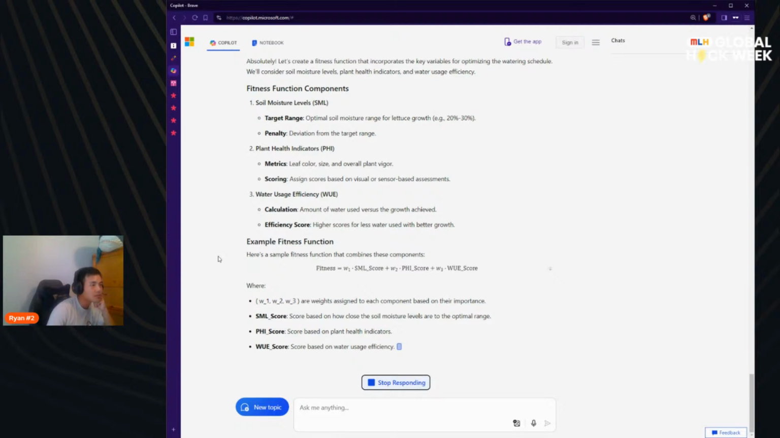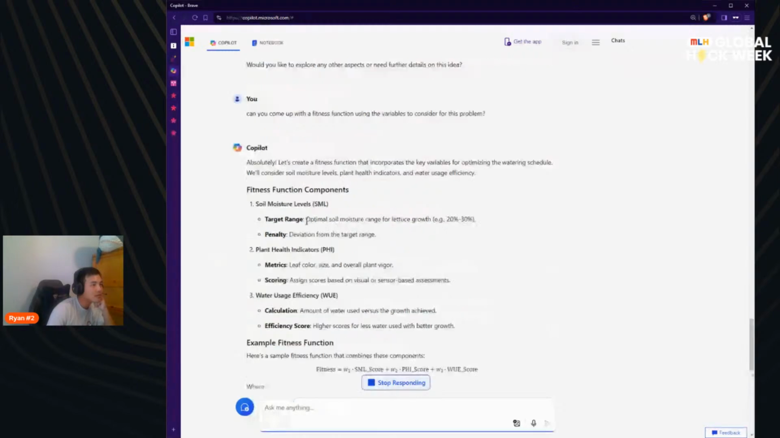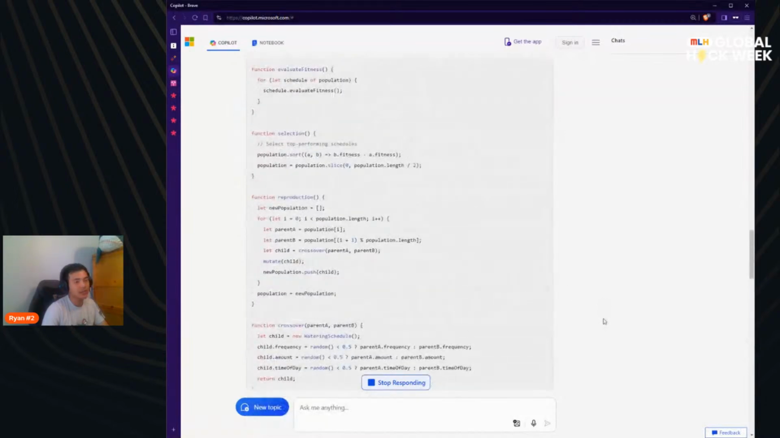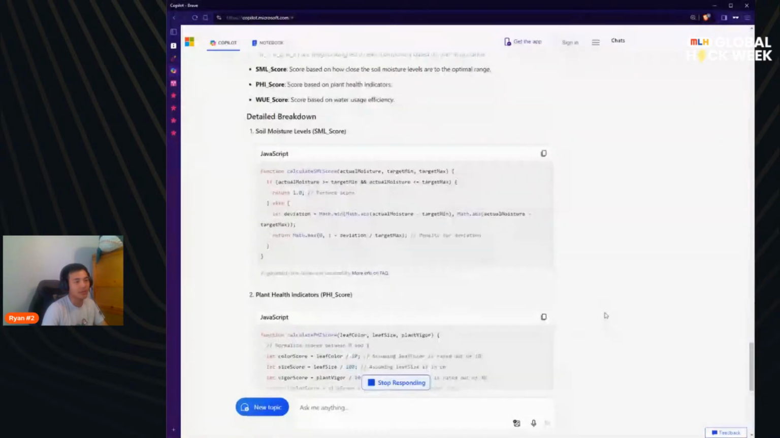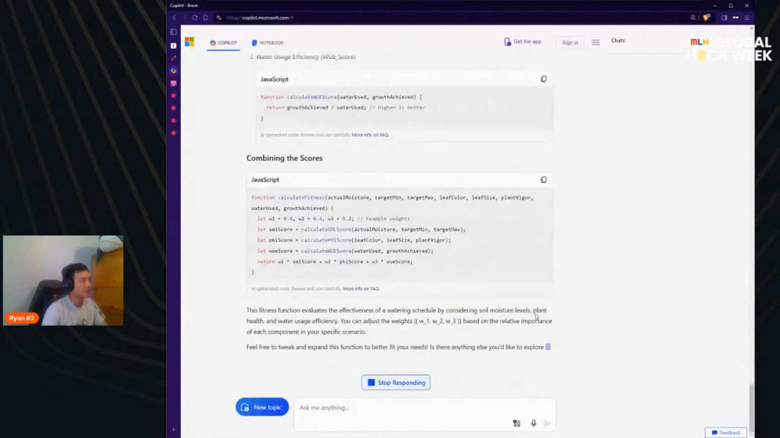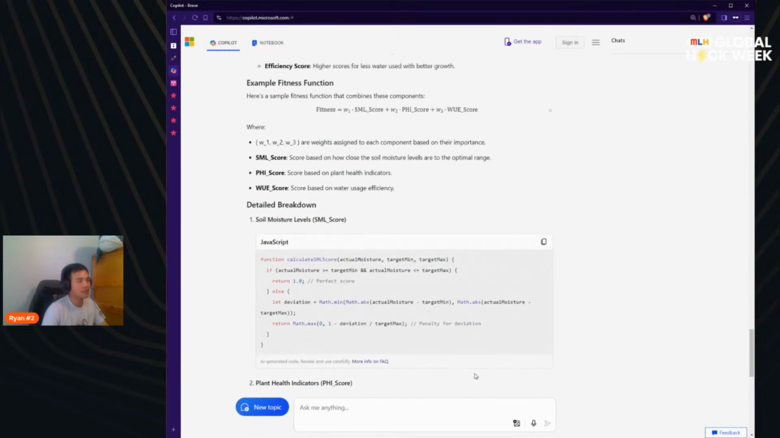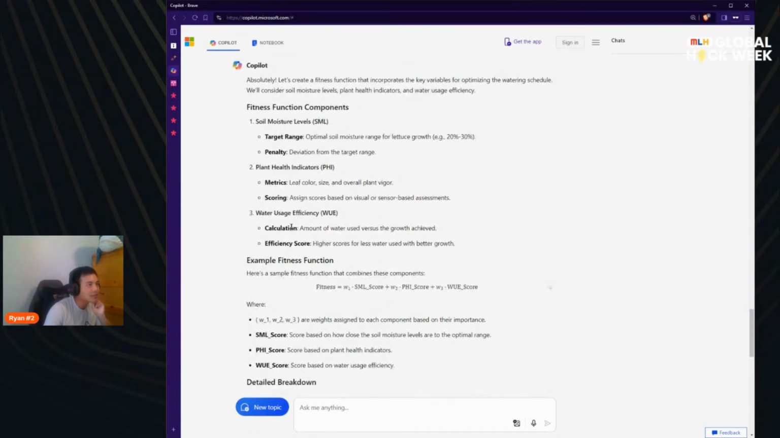A bunch of this code stuff. Okay, you know what? Why don't we take a look at the parameters that we have and look at what the target parameters should be for lettuce. Oh, nice. Wait, I want to see what it is that it's going off of. Water usage efficiency. That is another parameter that we should be adding.